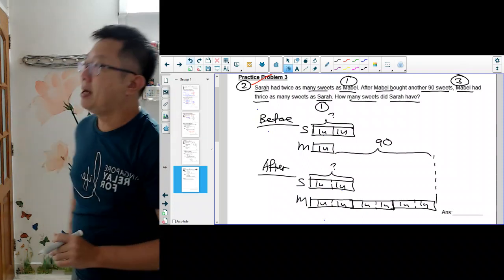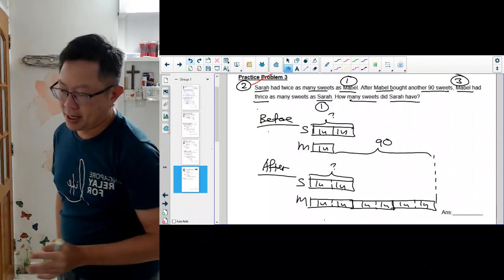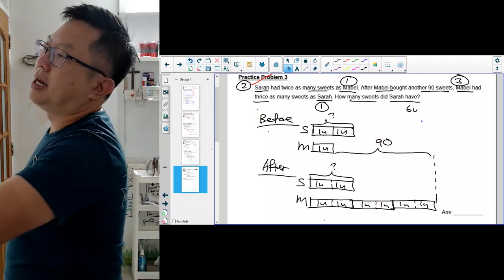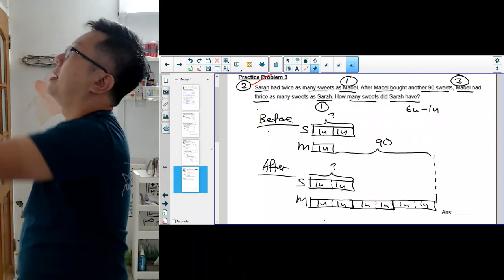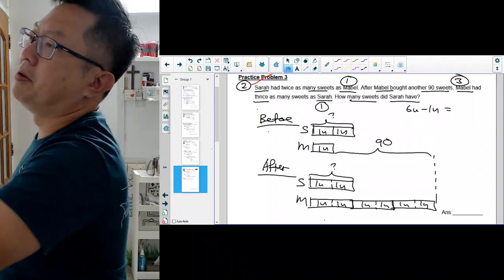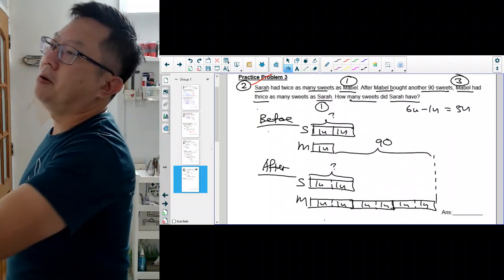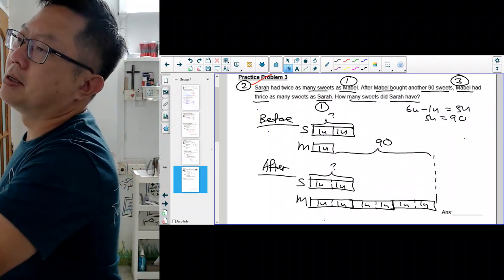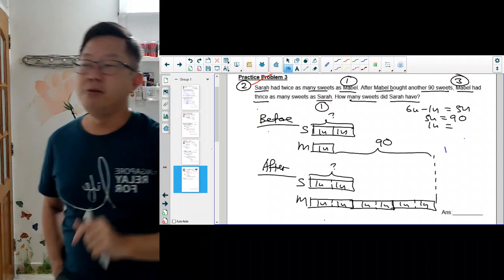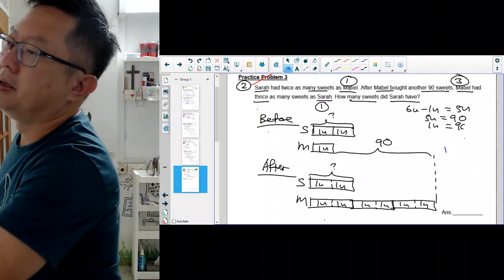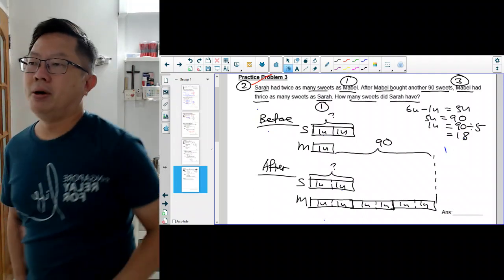Okay, so Mabel has bought how many units? You compare the before and the after. Mabel has 6 units in the end. At first, she has only 1 unit. So how many units did she buy? She must have bought 5 units of sweets. And the 5 units is also equal to 90. So Mabel has bought 90 sweets, which is 5 units. So can you find what is 1 unit? You take 90 and divide by 5 and you will get 18. So 1 unit is 18.